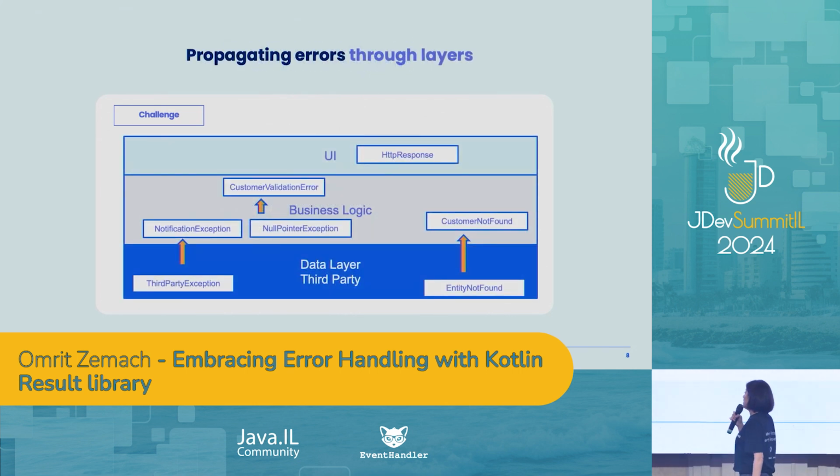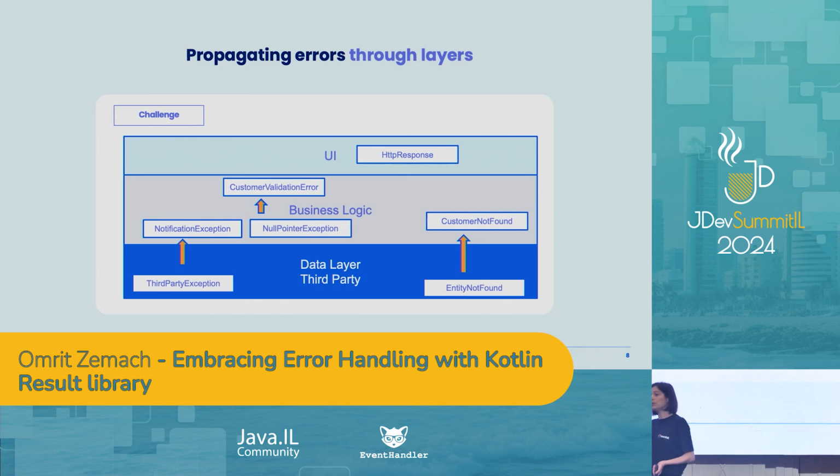The third challenge is that we need to propagate error through different application layers with a meaning and a context. So we would like to translate third-party exceptions to internal exceptions and to remove dependencies from third-party libraries. We'll also want to translate some technical exceptions, which don't mean anything to other services, to internal exceptions in the context of our service. And at last, we would like to translate this exception to an HTTP response with an appropriate error code and status.